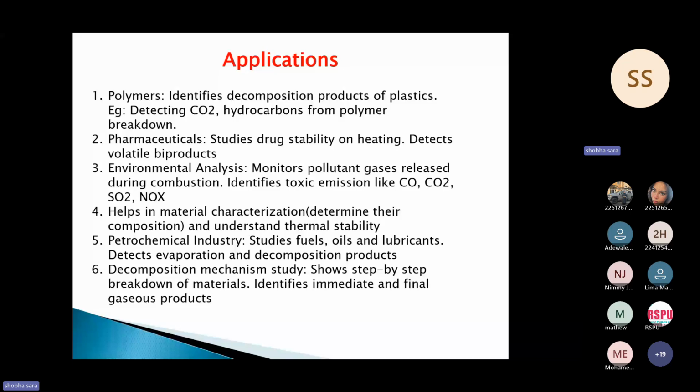By thermogravimetric analysis, we get the thermal stability of the sample. When it is coupled with FTIR, we can study the byproducts or whatever gases are evolved. In environmental analysis, it is very useful. It monitors the pollutant gases released during combustion, like carbon monoxide, oxides of nitrogen. Then it helps in material characterization, to understand the thermal stability.